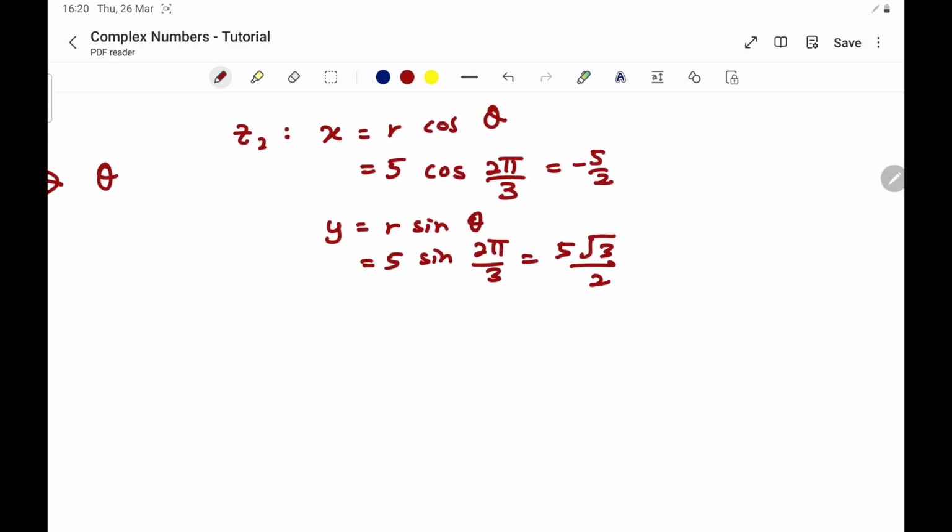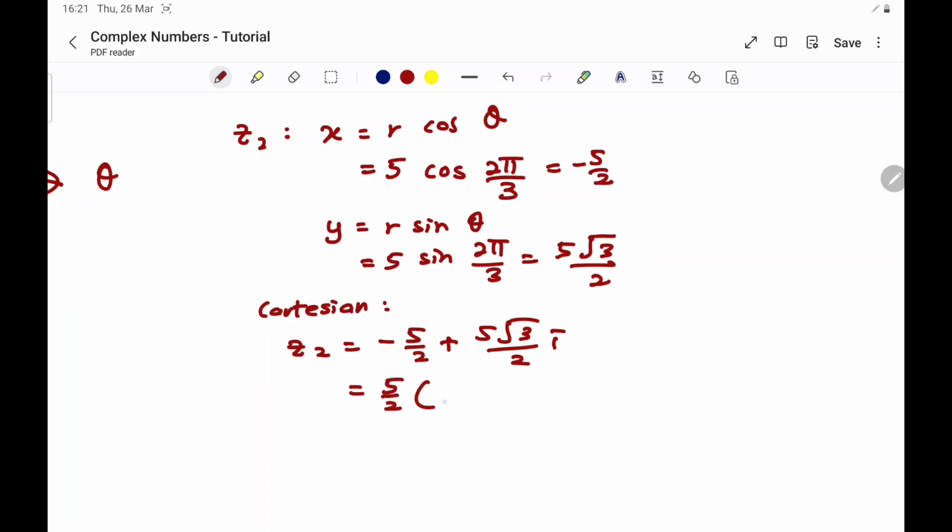From this, what you have to do is combine and get the Cartesian form. The Cartesian form for z2 is x negative 5 over 2 plus y 5 square root 3 over 2 i. And if you see here, 5 over 2 is the common factor, so you bring 5 over 2 outside, put a bracket: negative 1 plus square root 3 i.